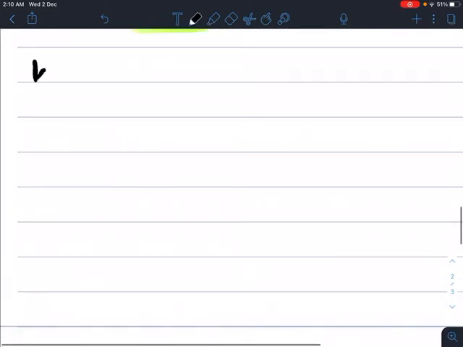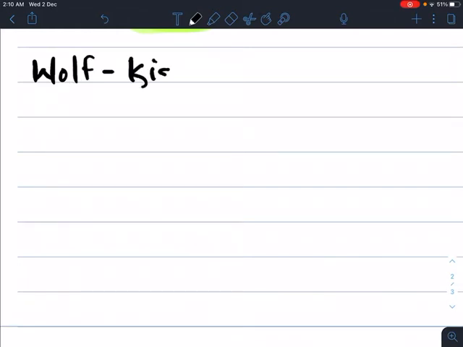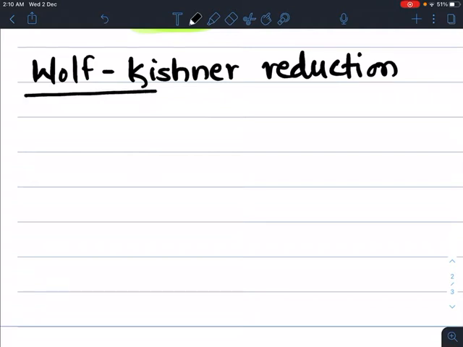So in Wolff-Kishner reduction, in this reduction, aldehyde or ketones are finally converted into its corresponding alkane, but it takes place stepwise. If we take a first example of aldehyde, propion aldehyde.